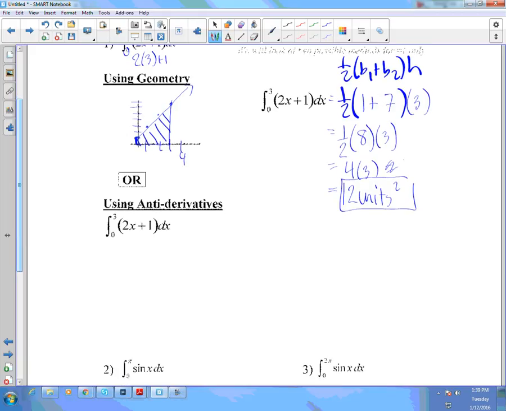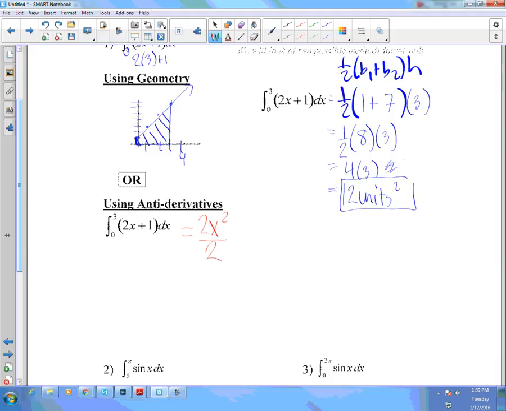Antiderivative power rule. So we increase the exponent by 1 and then divide by that new exponent. So this is x to the first power. What's the increased power? x squared. The 2 is still there though, and then we divide everything by that new power. So the new power is 2.